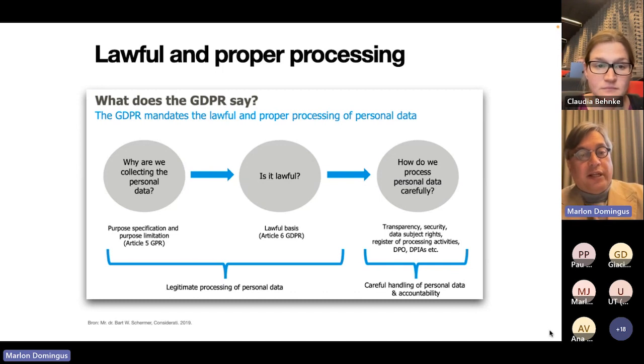So what is the purpose? Why are we collecting data? Then is it lawful? There you see the articles 5 and 6. And then how do we process personal data? And how carefully, you typically do a DPIA, a risk assessment. Then you see what your risks are. Then you define your risk mitigating measures. And this is your cookbook for your research project.